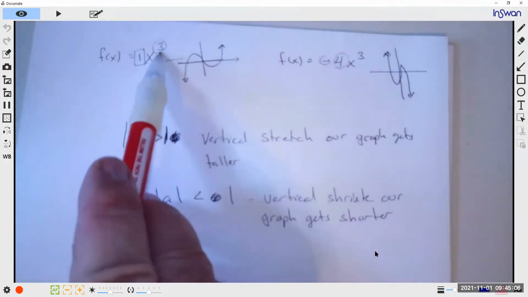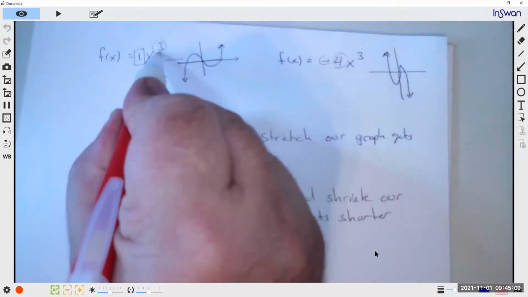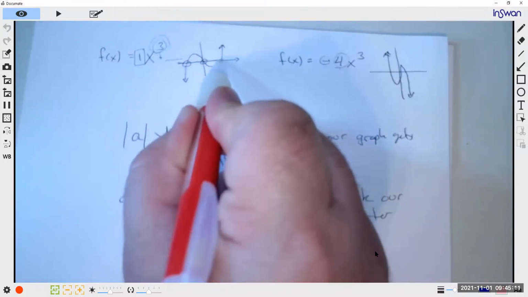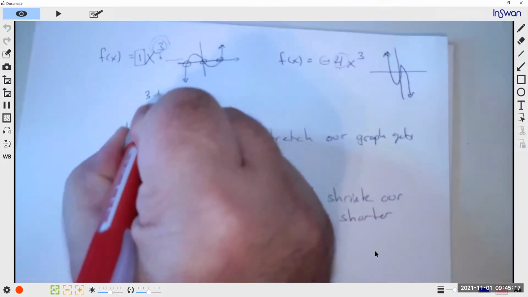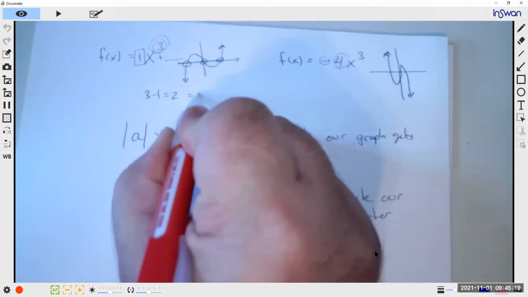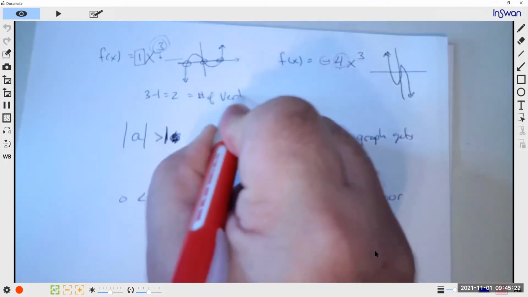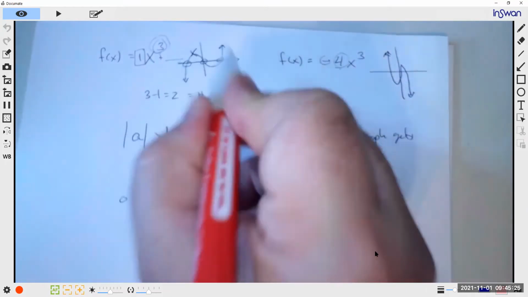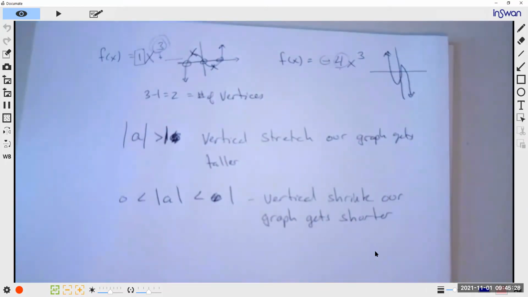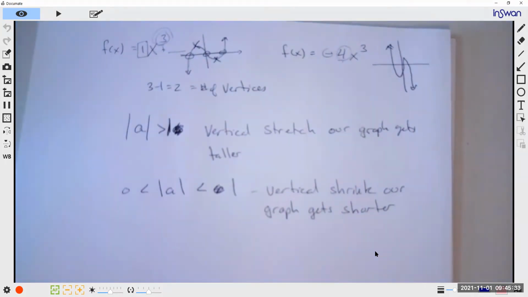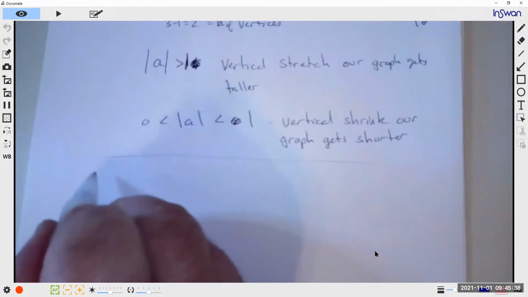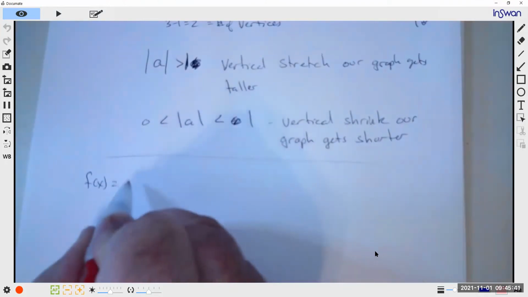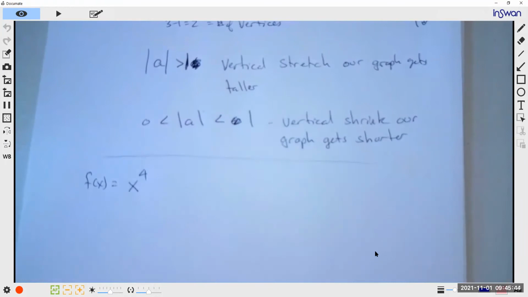So back up here, we have a cubic equation. This degree tells us we'll have at most 3 x-intercepts. 3 minus 1 is 2. That's the number of vertices. We have 1 there and 1 there. Okay. Let's look at x to the 4th.